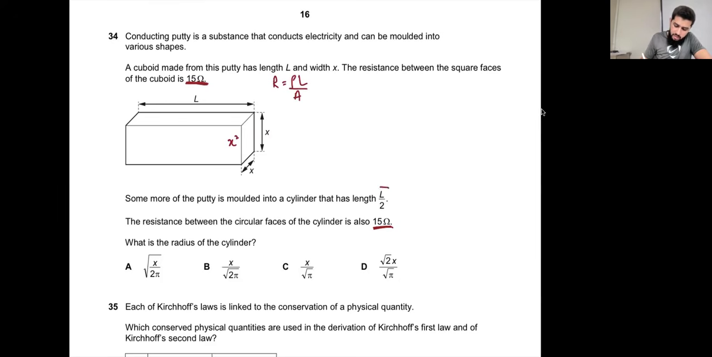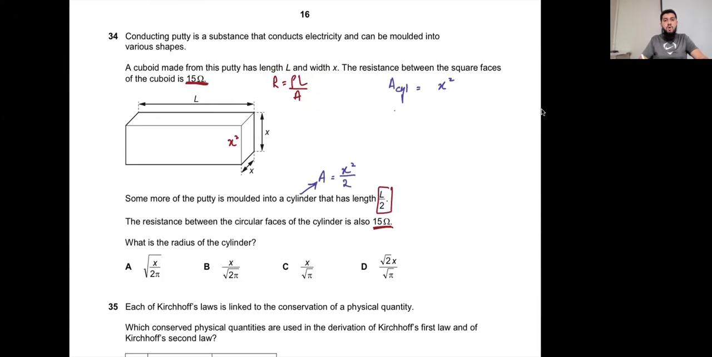If the length is halved, to get the same resistance, the area should also be halved. So for the cylinder, the original area is X squared, so the area should be X squared upon 2. Because length halved, area halved, the two halves cancel out, and you end up with the same resistance.